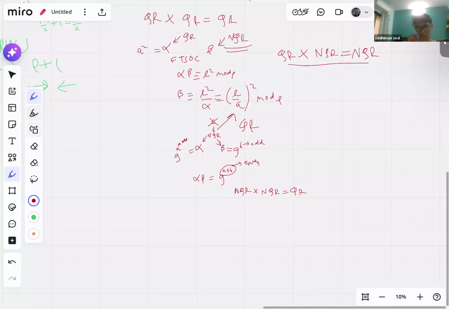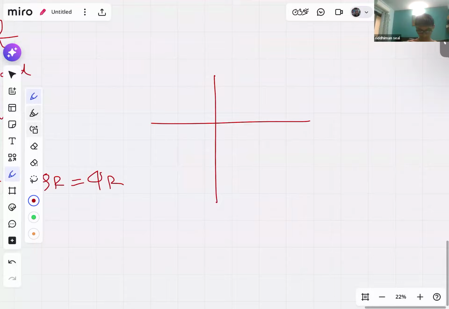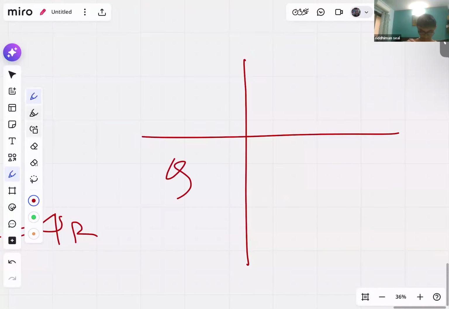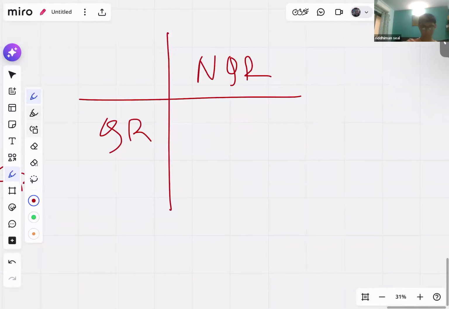We multiply NQR to the remainder set. Okay, yeah. So the idea is that we can write this as a table, right? This is QR, this is QR, and this is NQ. Right. Yes.